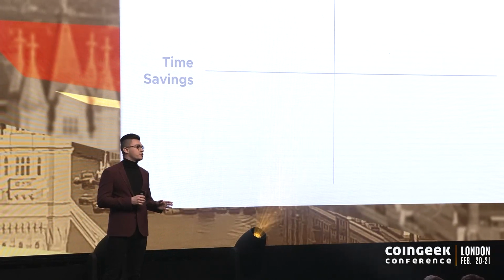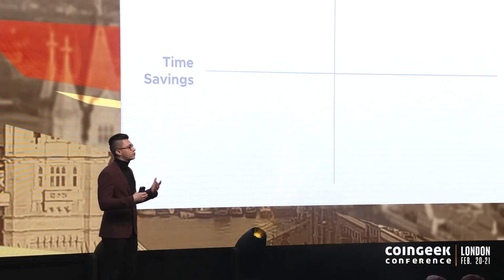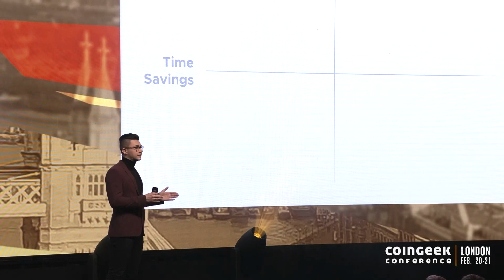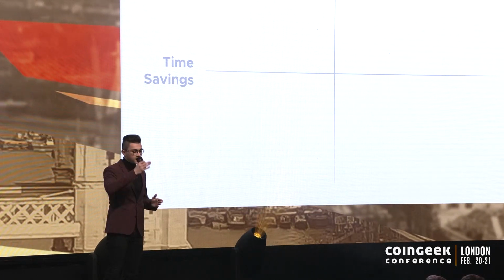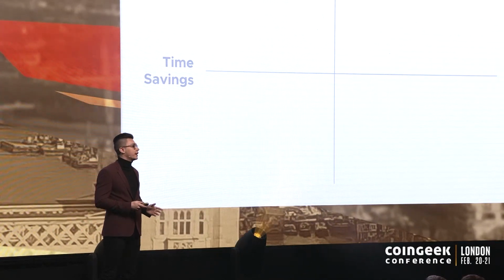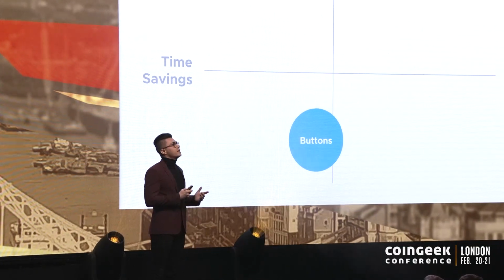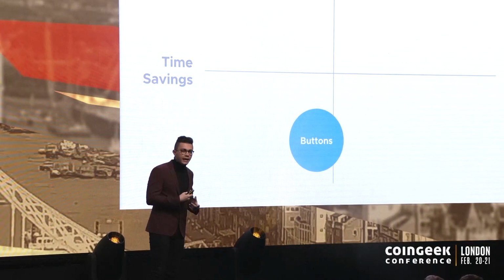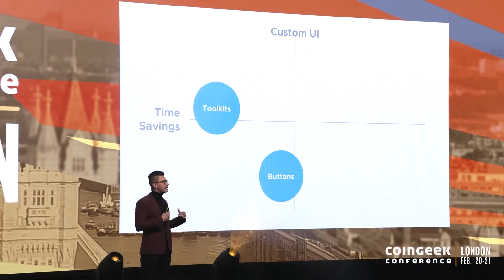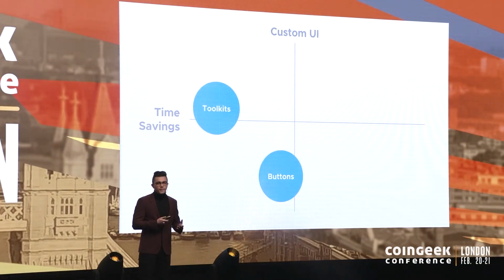So in this graph, we have the two most important features that any developer considers when trying to integrate something to create apps. One is the time savings, of course, and vertically, we have the customization of the UI. We think that the buttons are right at the bottom. They help you to save some time, but you have very few options because you are limited to the web browsers. And then the toolkits, we think that they give you more flexibility, but then you have to learn a lot about Bitcoin.